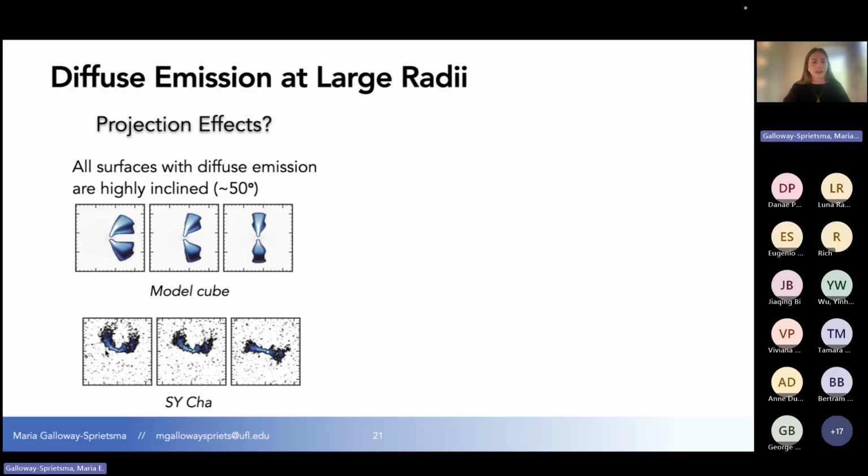And then this is the real data of SY Cha. And you can see that this really looks pretty similar to the model data for the highly inclined cube. Especially here, we can see this backside surface shining through. The other possibility that might be working in tandem with the projection effects is photodesorption.